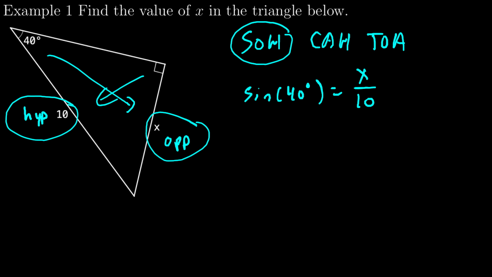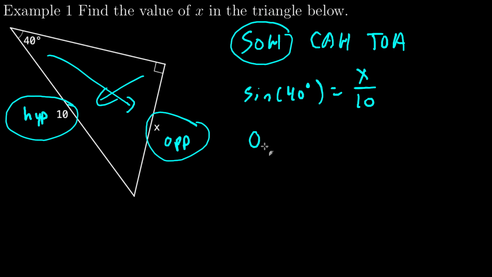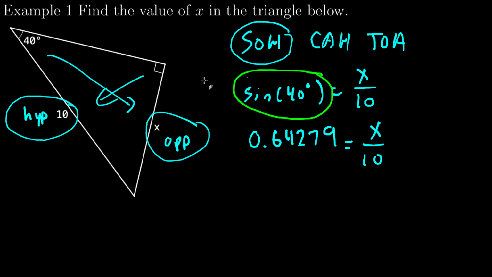I'll go to my calculator and I'll do the sine of 40 degrees and get 0.64279. Even though I'm going to round it to 3 decimal places, it's important that for now I leave 5 decimal places or some extra information here. I'll talk about why shortly. I bring down the rest of my equation. So all I did is I used the calculator to figure out this value.